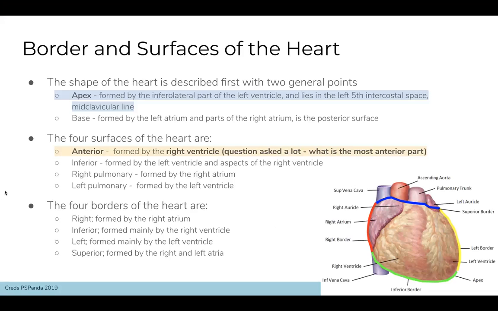Yeah, so Xenia also thinks left atrium is most posterior because as you can see, it's kind of turned like that. So I think it is the left atrium that is more posterior.